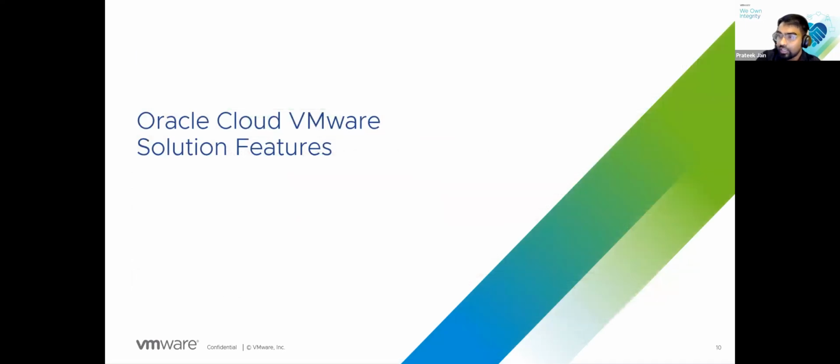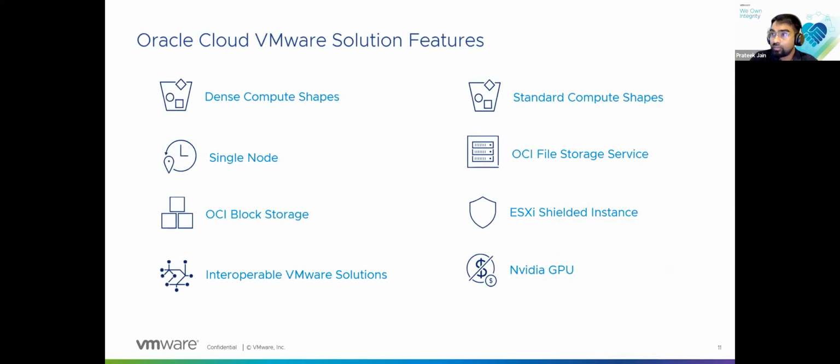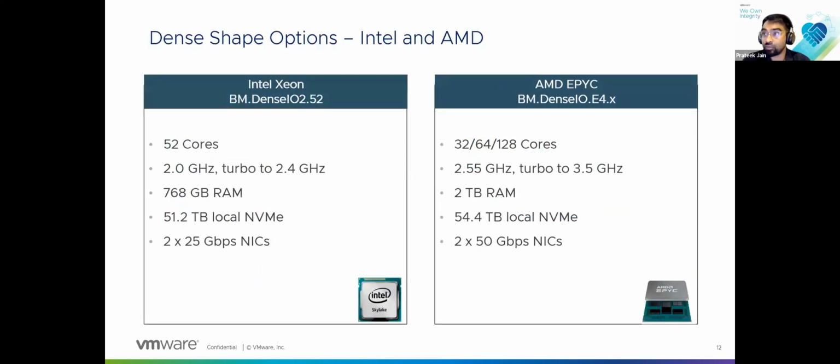So, we've looked at what the OCVS solution looks like, and now let's look at the differentiating features which Oracle Cloud VMware Solution has. Oracle Cloud has 2 types of shapes available as of today. One is the dense IO shape, and then we have standard compute shapes as well. There is a possibility of a single node. We have OCI file and block level services, shielded instances, multiple interoperable VMware solutions, and GPU support for OCVS.